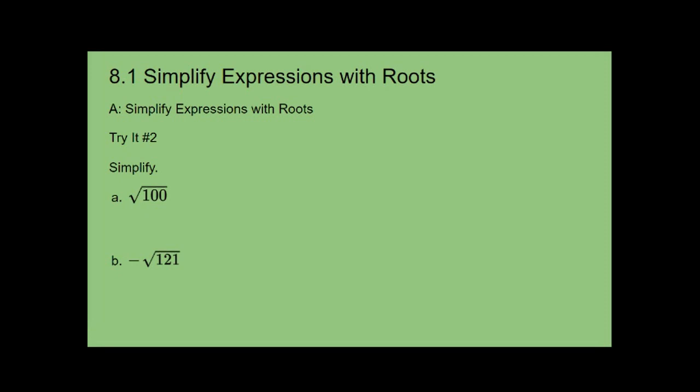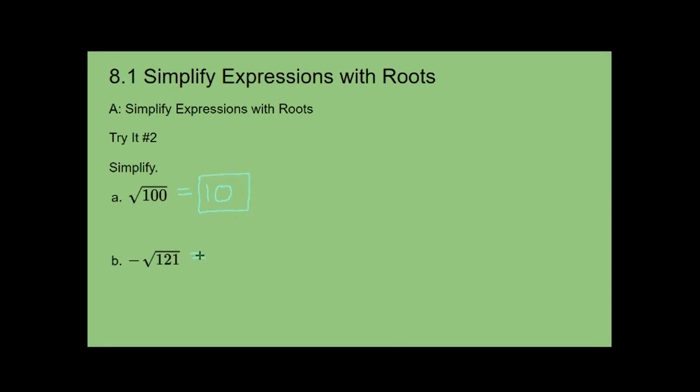So here's another try it. So go ahead and pause the video, try it on your paper, and then come back. We'll go ahead and solve these. So we're asking what number times itself is equal to 100, and hopefully you all recognized that the answer to this one is 10. 10 times 10 is equal to 100.